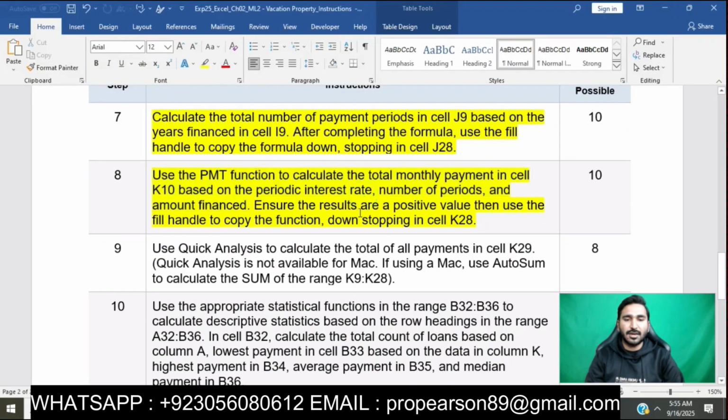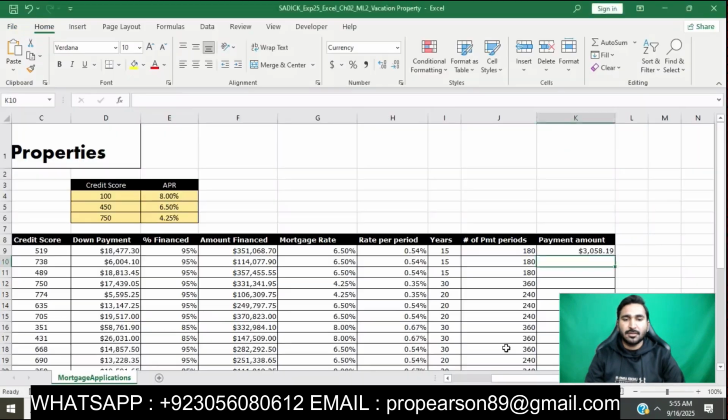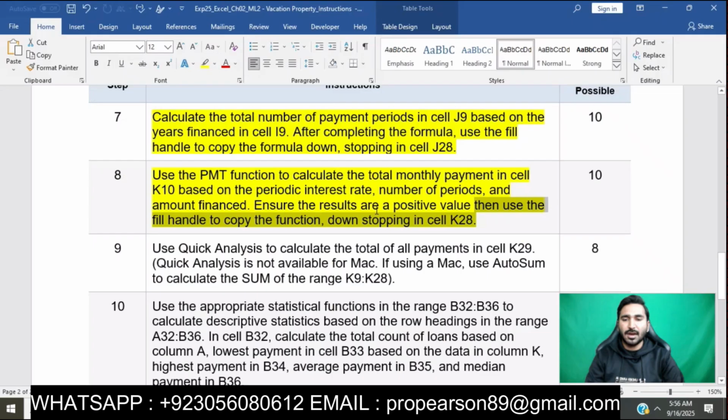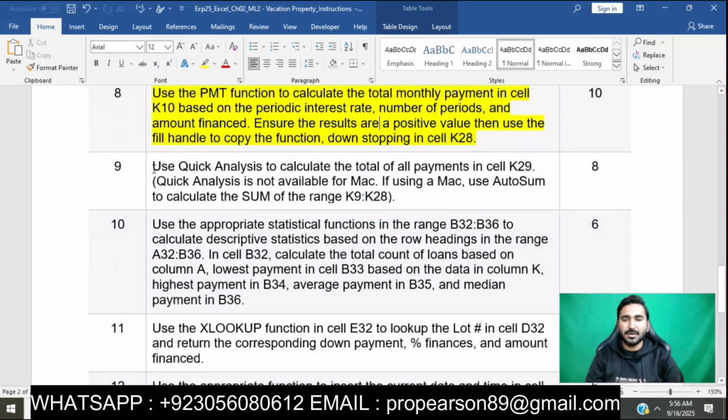Then ensure the results are positive values. Use the fill handle to copy the function down, stopping in cell K28. Okay, use the fill handle to copy the formula down to cell K28. Okay, this is so good. Now I am going to do the next question of this assignment. I have done 8 questions of this assignment so far.